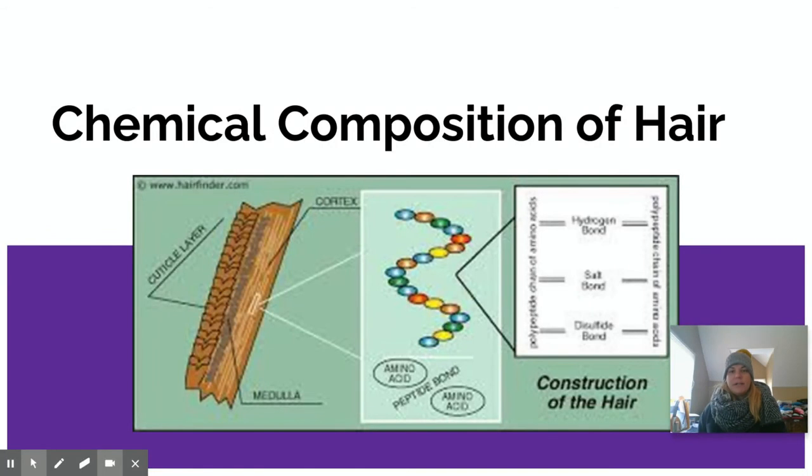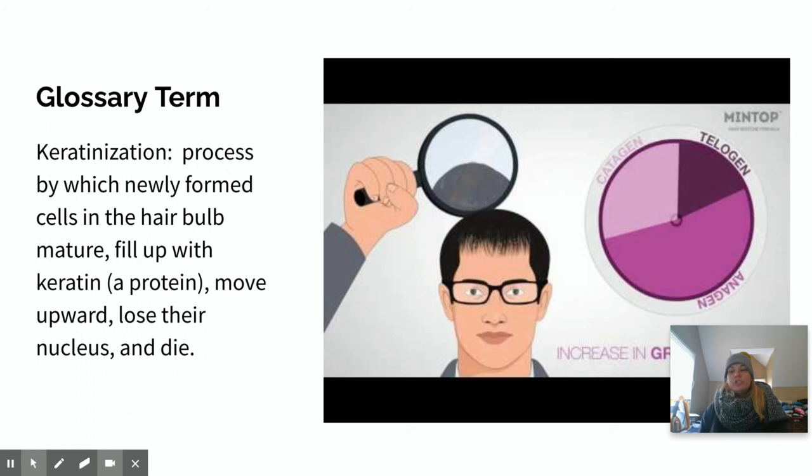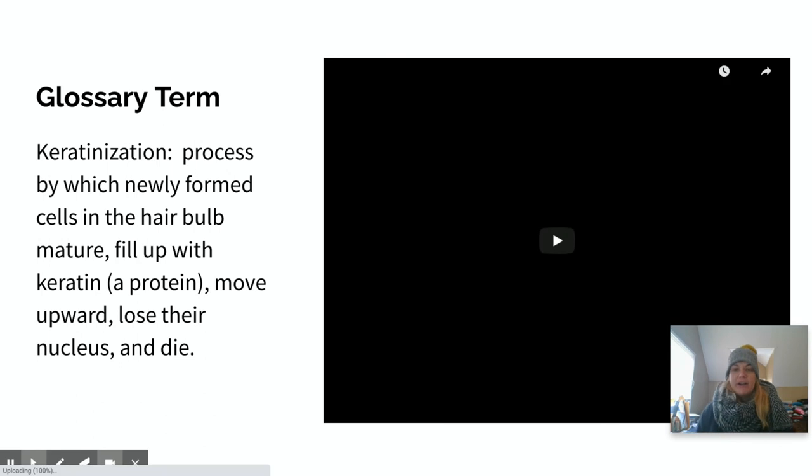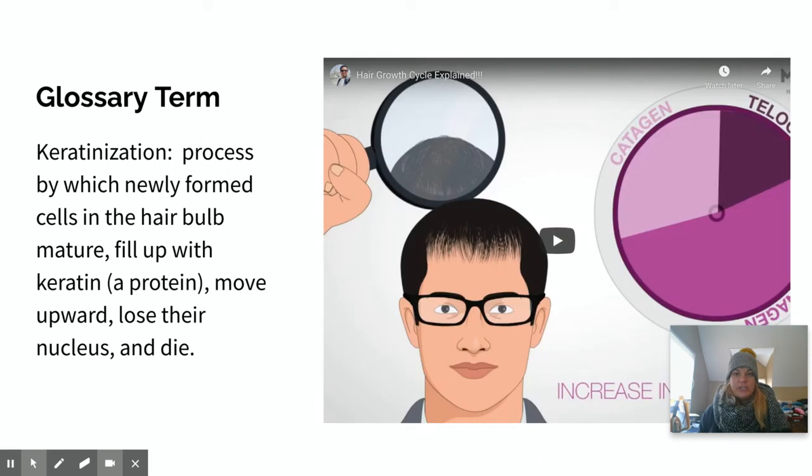Hello, so this lecture is going to be about the actual chemical composition of your hair, right? In order for us to have stuff, that stuff has to be made of something, and that something is chemicals, okay? So, first, this word is a very important term that you need to know.